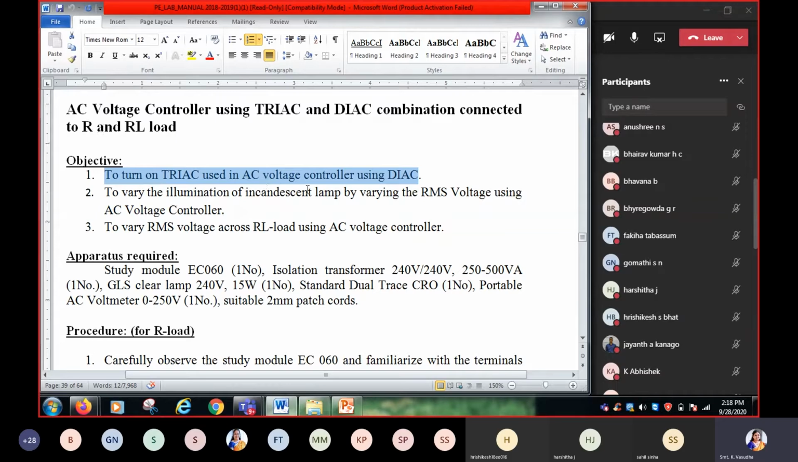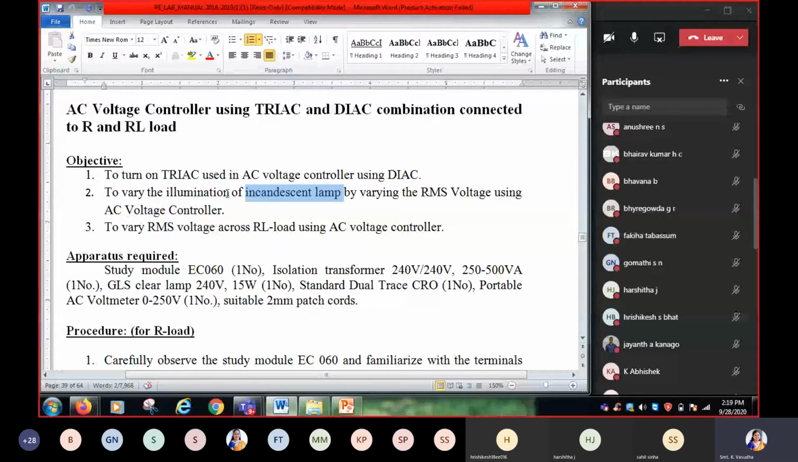Here, the incandescent lamp represents which load? What are the two loads that we are going to check in this experiment? R and RL load. Now, the incandescent lamp belongs to which load? It can be modeled as which load? R load, because an incandescent lamp indicates heating and lighting. So heating can be indicated with an R element, a resistive element.